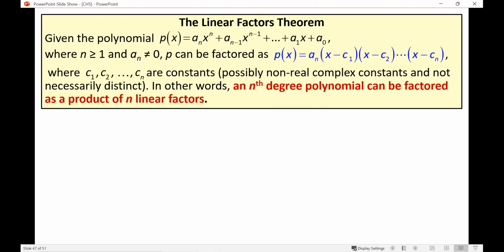So if we have a polynomial of degree 1 or greater, we can always factor it into linear factors. And we're going to have n linear factors. They might be repeat factors though. These are going to be factors, but they might not be real numbers. They might be imaginary or complex numbers, okay? And they might not be distinct. Nevertheless, an nth degree polynomial can be factored as a product of n linear factors. They just might not be real and they might not be unique.